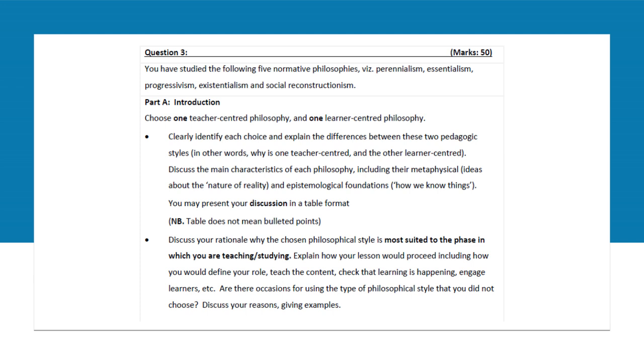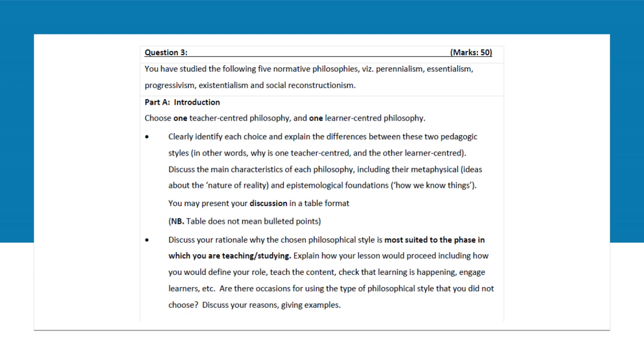So don't now be like grade 5s. What must we do? You've got to choose one of each. Not can I have 2 of the one and none of the other? Nope. One teacher-centered, one learner-centered. Okay, you've picked them. Now what? Clearly identify each choice. In other words, tell me what it was and how does it work. And explain the differences between these 2 pedagogic styles. In other words, why is one teacher-centered and the other learner-centered?